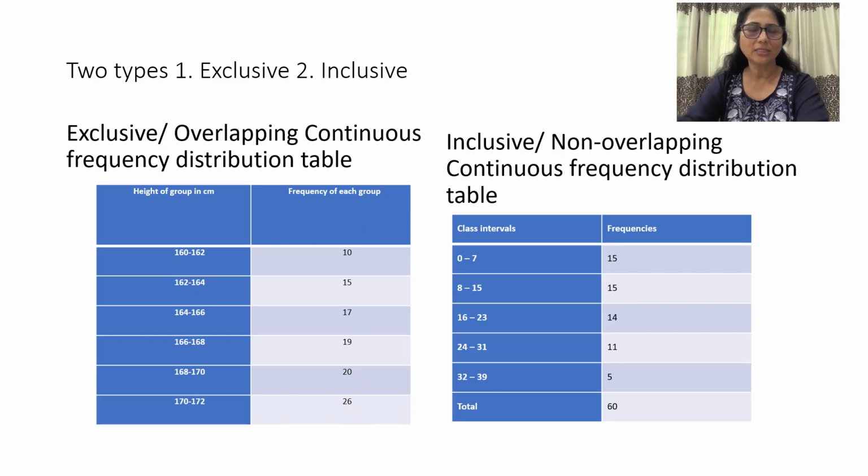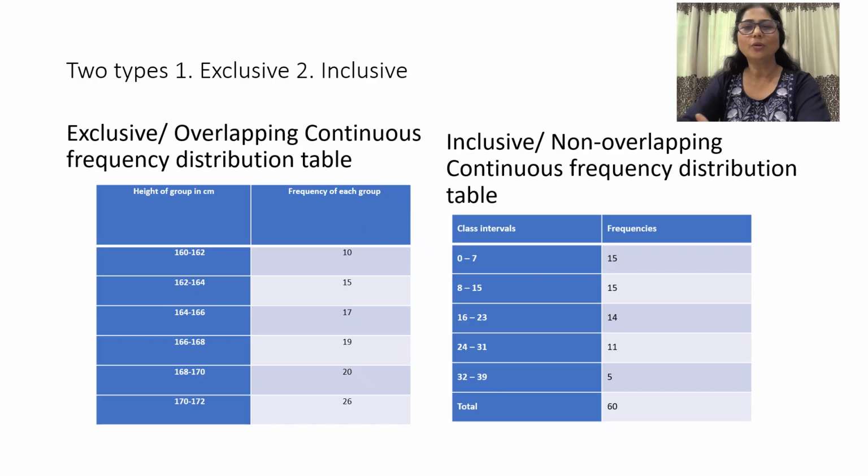In the first class interval, the lower limit is 160 and the upper limit of that class is 162. So if we check it, the upper limit of this class, 162, is overlapping the lower limit of the succeeding class. So in this series, each class's upper limit is overlapping the lower limit of the next class.